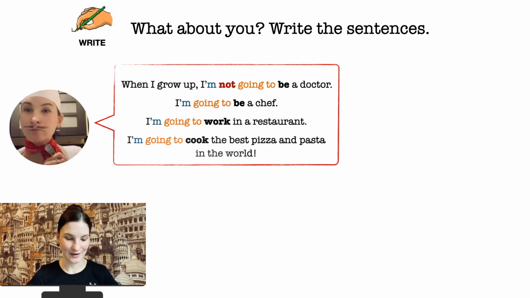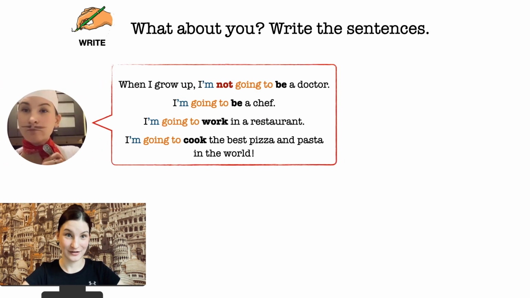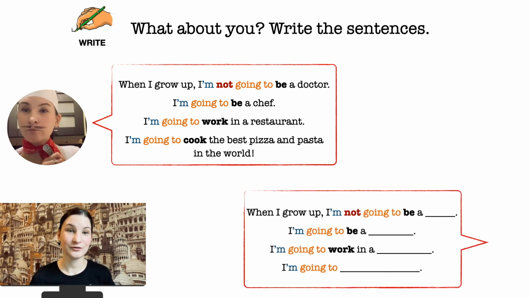Let's discuss our example. You can see Mr. Mario here and he is saying, when I grow up, I'm not going to be a doctor. I'm going to be a chef. I'm going to work in a restaurant. I'm going to cook the best pizza and pasta in the world. Now pause the video and use this model to write about your future profession.